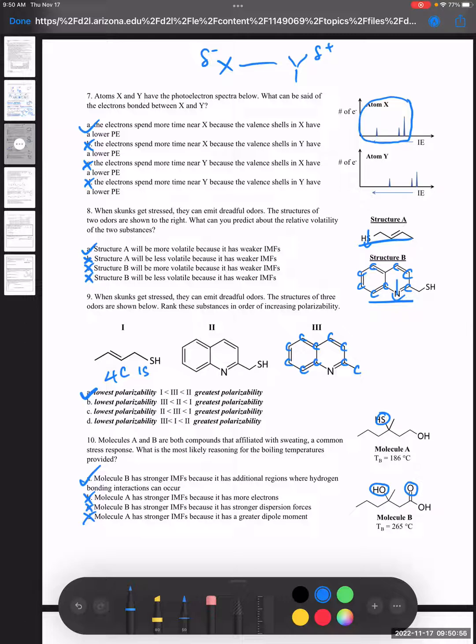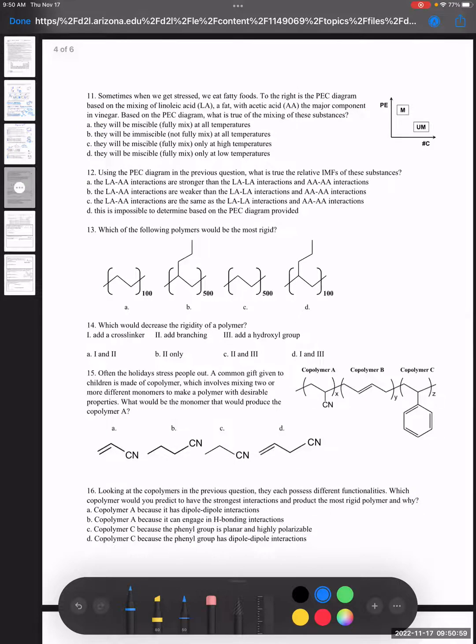All right, moving on to question 11. Sometimes when we get stressed, blah, blah, blah, to the right is the PEG diagram based on the mixing of LA with AA, the major components in vinegar. Based on the PEG diagram, what is true of the mixing of these substances? You see the mixed state has a lower number of configurations and a higher potential energy, right? Meaning both potential energy and the number of configurations do not favor the mixed state. This is going to be insoluble at all temperatures. So that's it. They will be miscible. No, they will be immiscible at all temperatures.